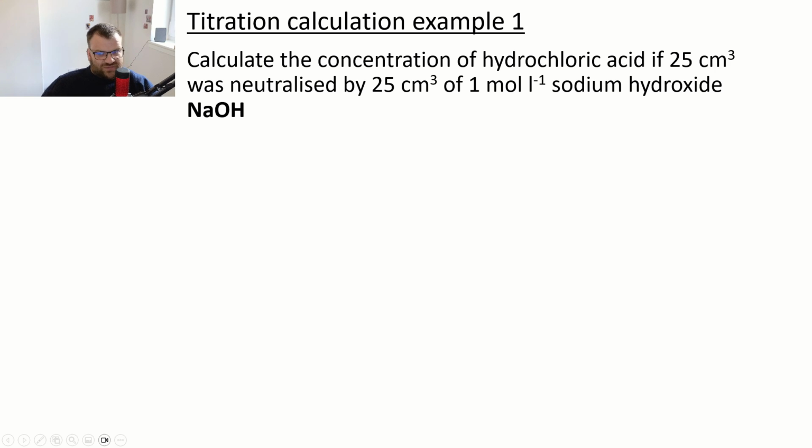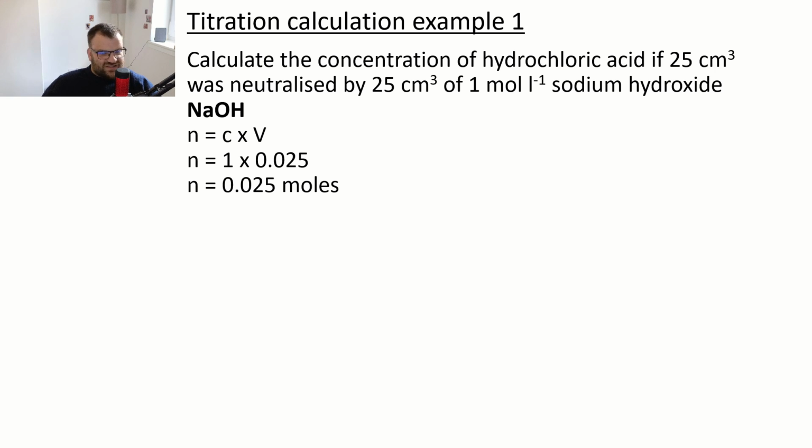So for sodium hydroxide, which is NaOH, we are going to use n = c × v. c is the concentration of 1. v is the volume, which is 25 centimeters cubed. Hopefully you've remembered that you need to divide that by 1,000 to turn it into litres. It would be 0.025. And 1 times 0.025 is just 0.025.